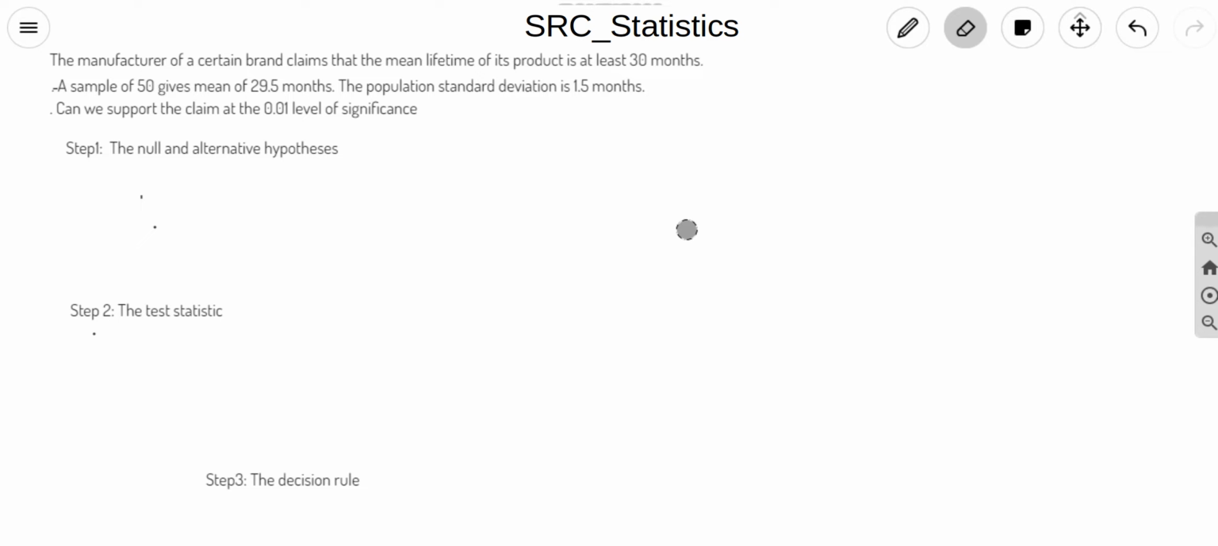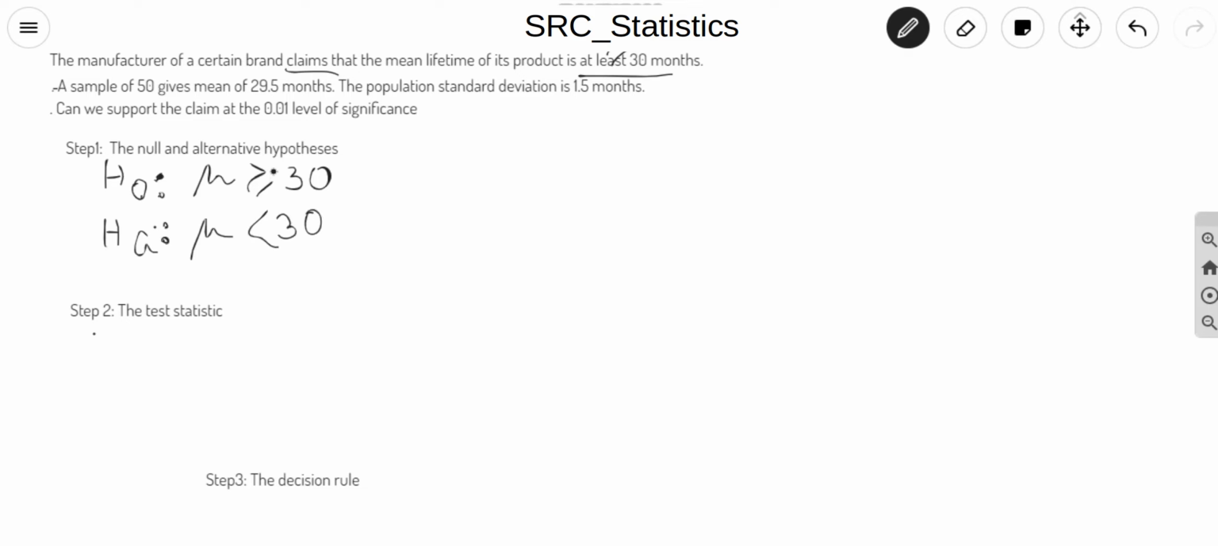So the first step is setting up the null and alternative hypothesis. The null hypothesis, denoted by H naught, we know is the hypothesis of no difference. So we take mu equal to. Now what is the claim? The mean lifetime of the product is at least 30 months. That means greater than or equal to 30 months. So we take mu greater than or equal to 30 as the null hypothesis, and the alternative hypothesis is mu less than 30.